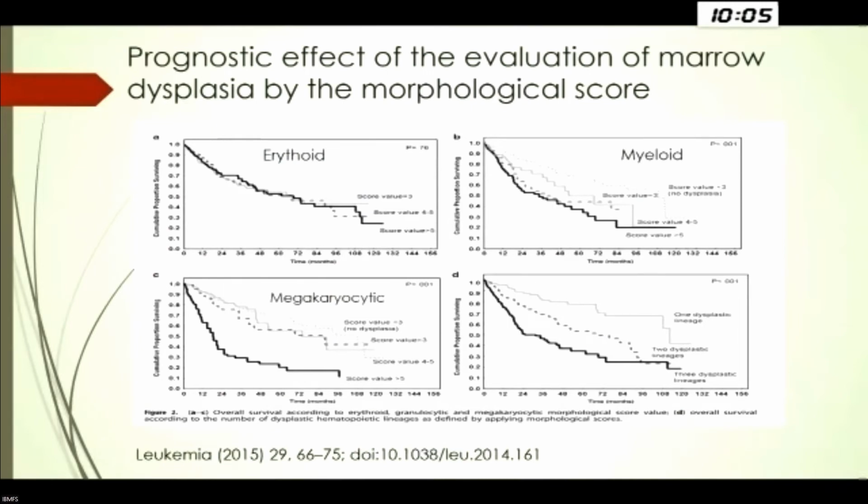So this was another study done to assess the prognostic effect of evaluation of bone marrow dysplasia by a morphological score. Here an objective score was assigned to each dysplastic feature and it was tried to grade the extent of dysplasia. So the higher the score, the higher the extent of dysplasia. It is quite interesting to see that as far as the erythroid lineage is concerned, irrespective of the score, there is no change in the prognosis or overall survival. However, for myeloid and megakaryocytic lineages, as the morphological score of dysplasia increases, the overall survival decreases. Also, a patient with all three dysplastic lineages will have a poorer overall survival as compared to a patient with 2 or 1 dysplastic lineages.